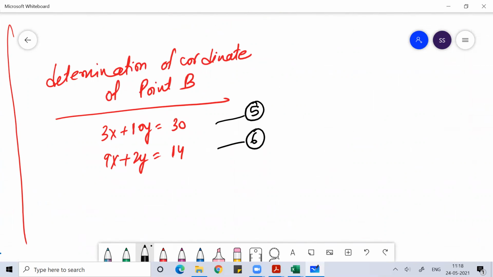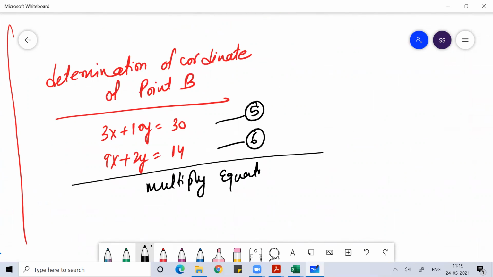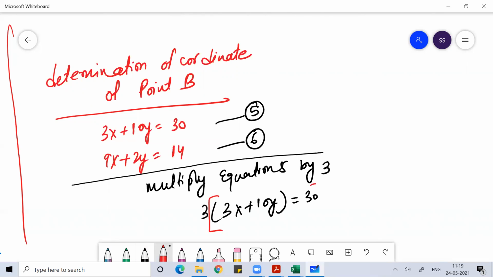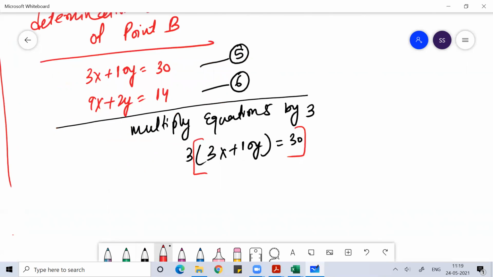So what is better to cancel? Cancelling x is better. Multiply equation 5 by 3. So if I multiply equation 5 by 3, I'll get 9x plus 30y is equal to 90. So I can write this as equation 7.